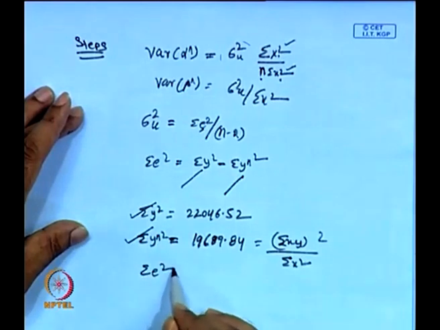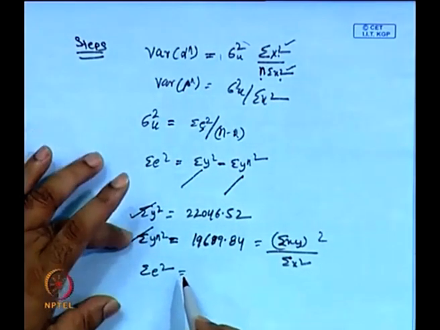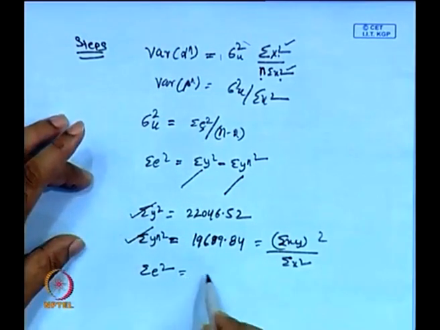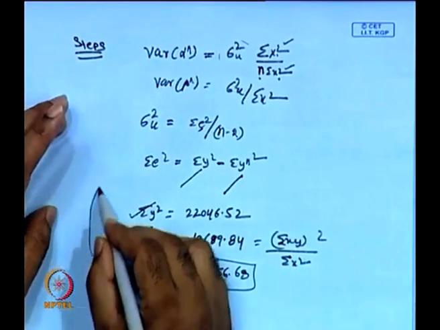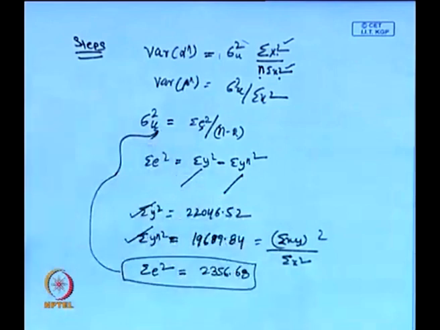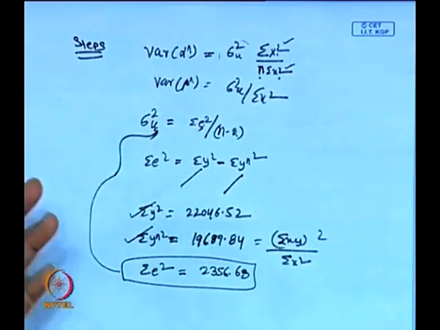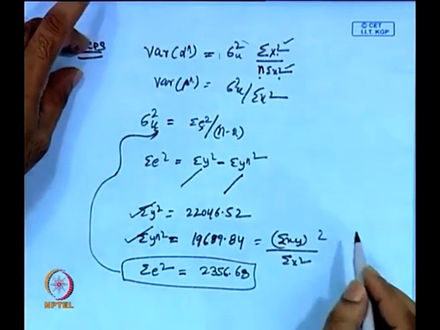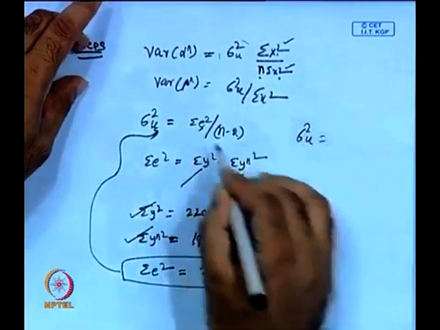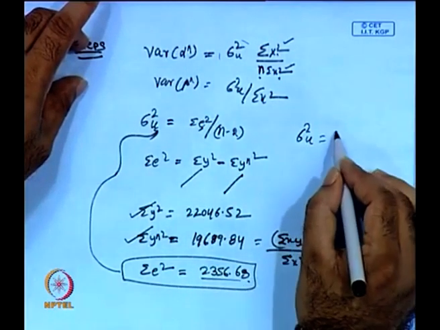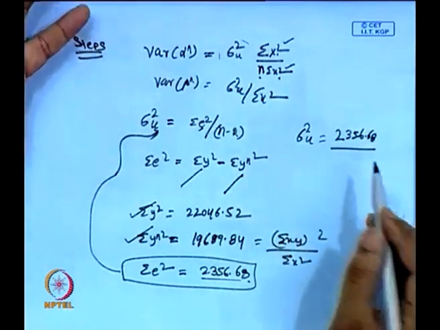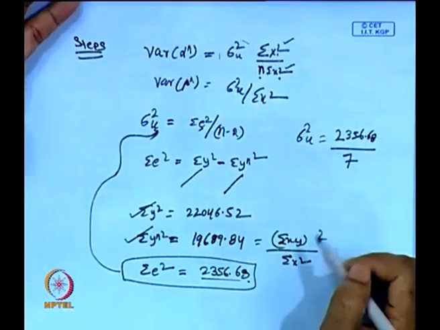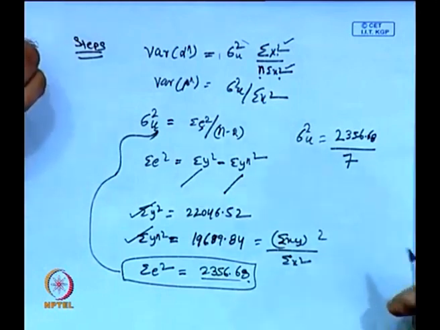So, we would like to know what is summation e square. Okay. Summation e square is nothing but summation y square minus summation y hat square. So, now if we subtract, the final outcome will be 2356.68. Okay. So, this is summation e square, and that is how we have to integrate here in this structure, because we ultimately would like to know the error variance. So, error variance equals sigma square u equals summation e square by n minus 2. Summation e square is coming like this, 2356.68 divided by n minus 2. N minus 2 is nothing but 7, because n is 9 and k is obviously 2.